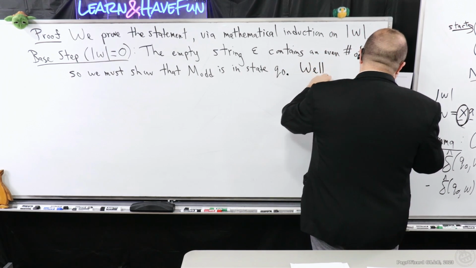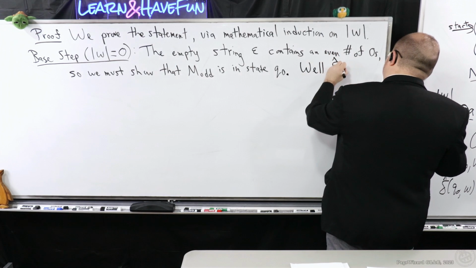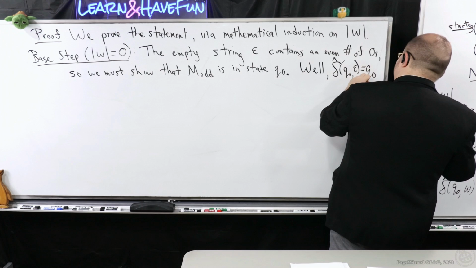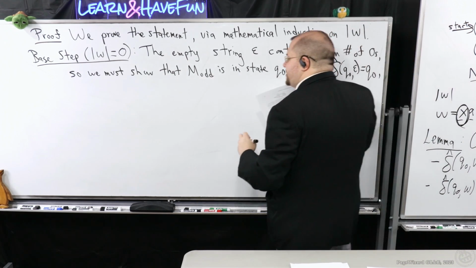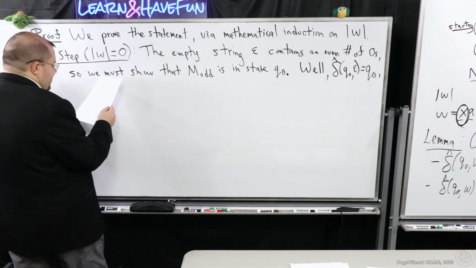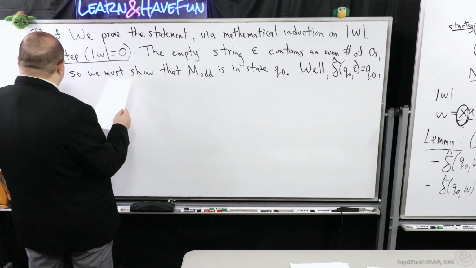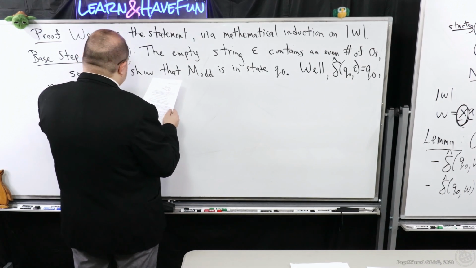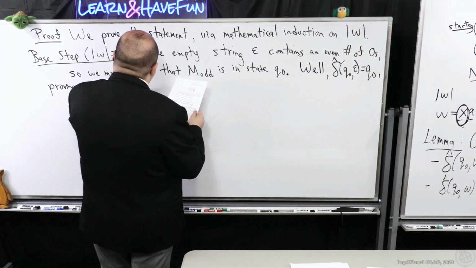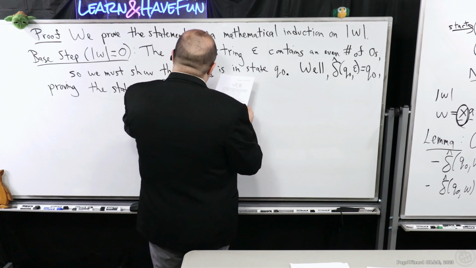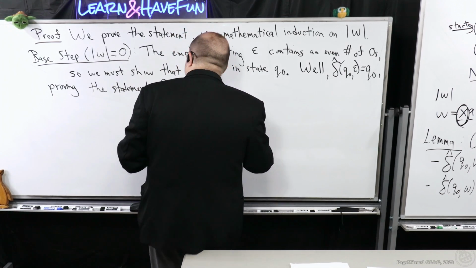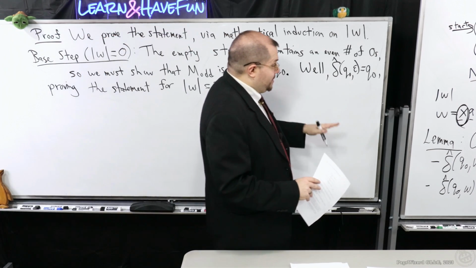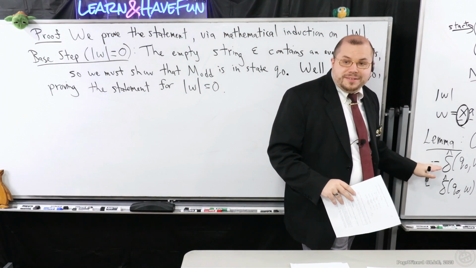Well, let's use the extended transition function. Delta hat of Q0 and epsilon is equal to Q0. I stay in Q0. So this is proving the statement for the case when the length of the string is 0. Piece of cake, right? This definitely works to satisfy both conditions.